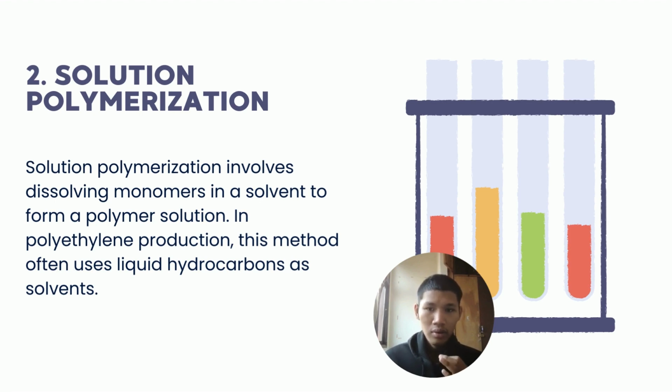Solution polymerization involves dissolving monomers in a solvent to form a polymer solution. In polyethylene production, this method often uses liquid hydrocarbon as solvent.